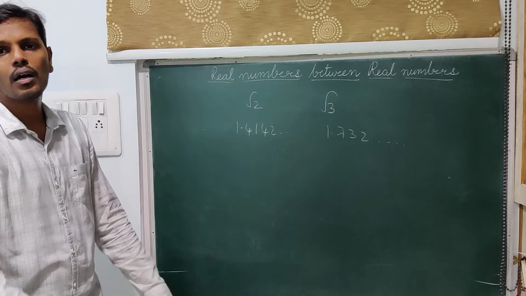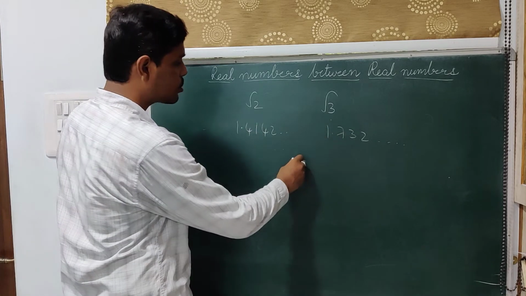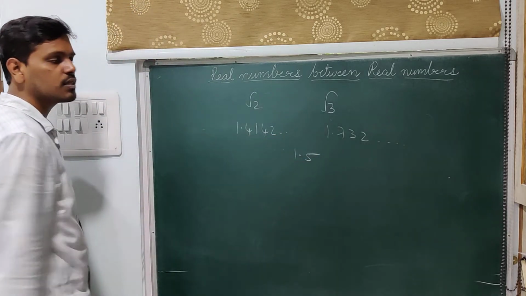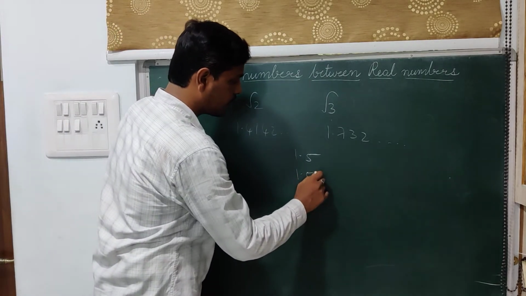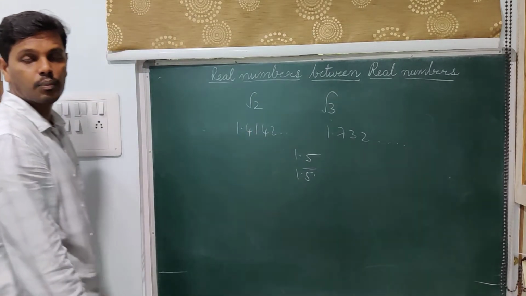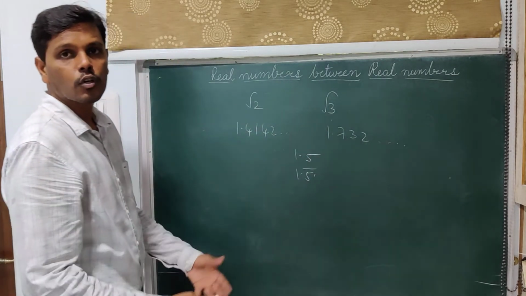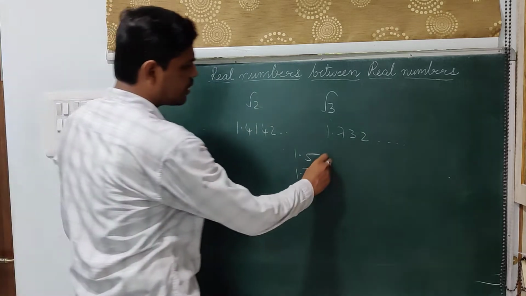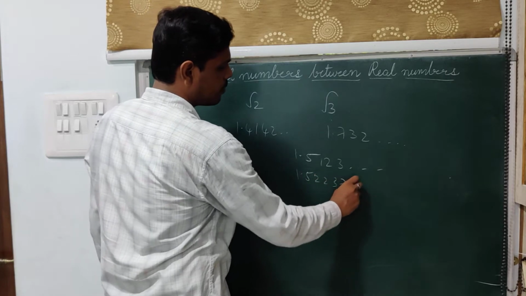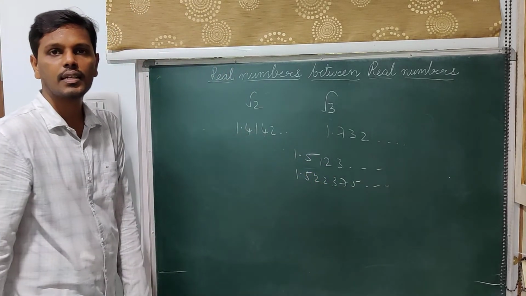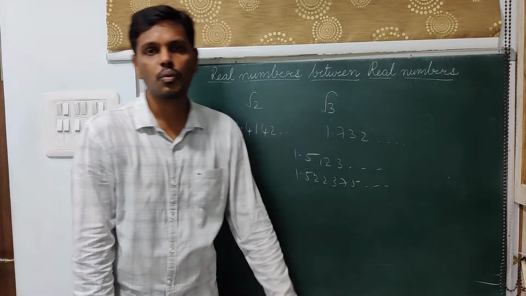If you want to find some rational numbers, you can write any terminating or non-terminating repeating decimals between these two. Say 1.5 lies between these two, therefore that is a rational number because that is terminating. You can write 1.5 bar, that is also a non-terminating repeating decimal, hence it is a rational number. If you are talking about irrational numbers, you can write 1.523 and so on, or 1.52375 and so on. Any non-terminating, non-repeating decimal is an irrational number between these two real numbers.